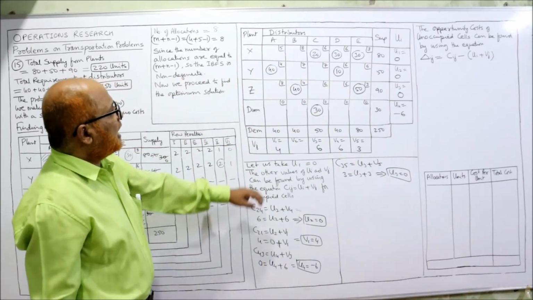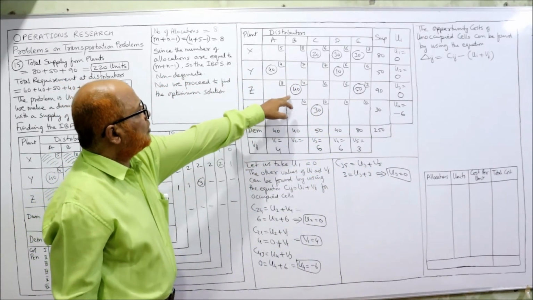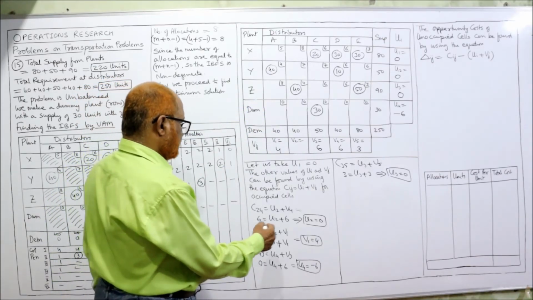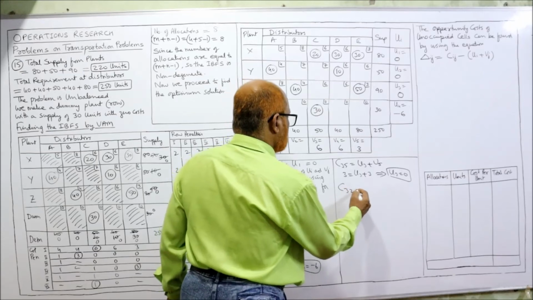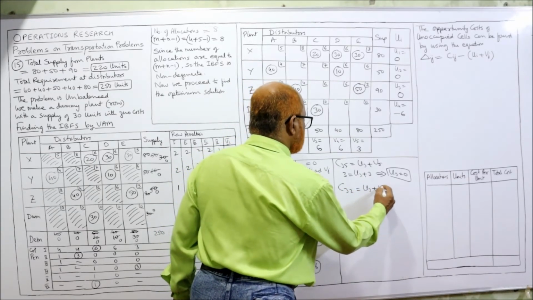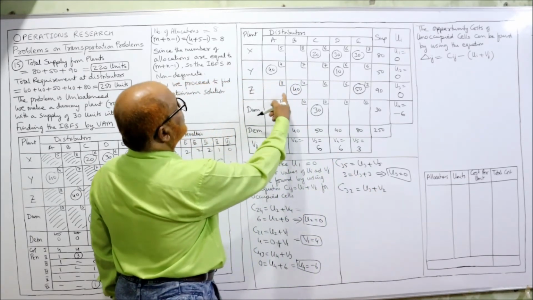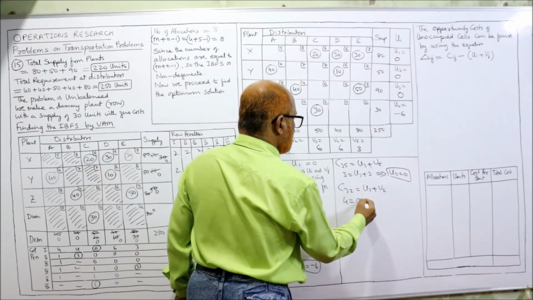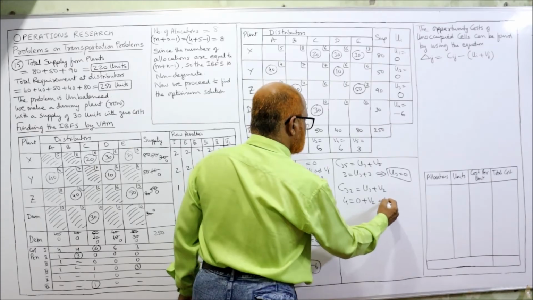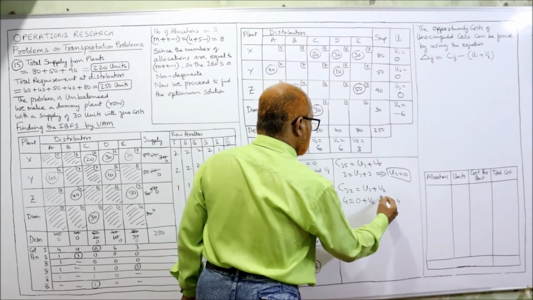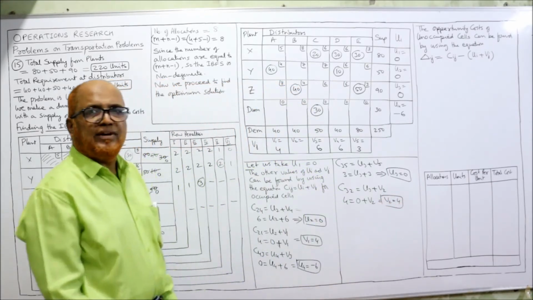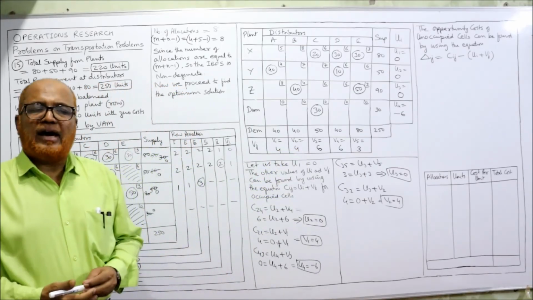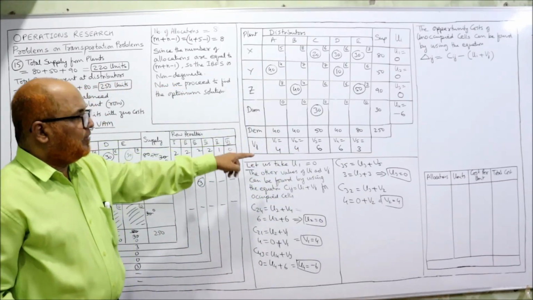Right? Then lastly we need this value. What is the location of this cell? 3, 2. C32. C32 is equal to U3 plus V2. So C32 is how much? 4, is equal to U3, which is 0, plus V2. So we can say V2 is equal to 4. We got all the values of Ui and Vj.